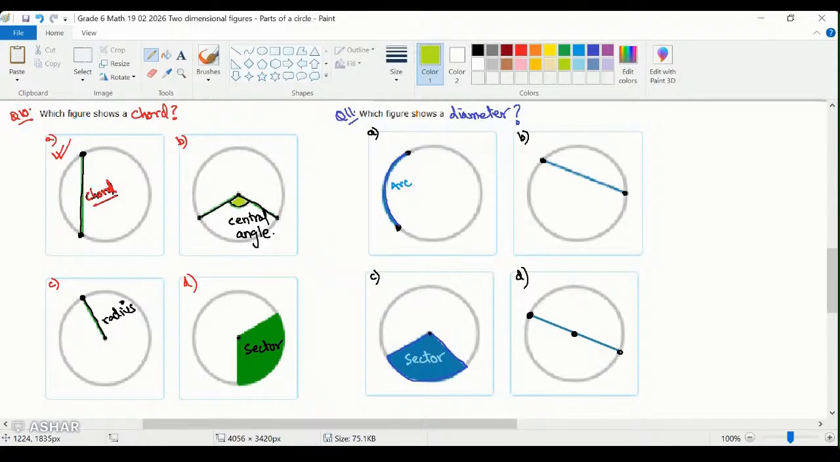Ashik or Yusuf, can I have the answer, please? Option B and option D look very similar, right? But there is one difference. What is the difference?